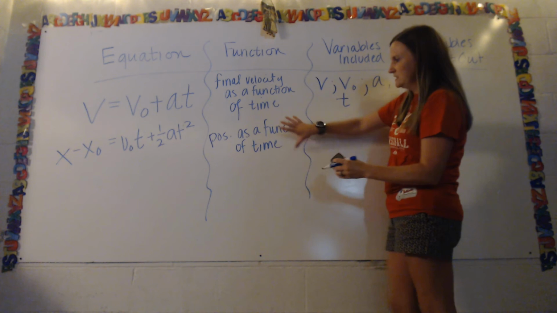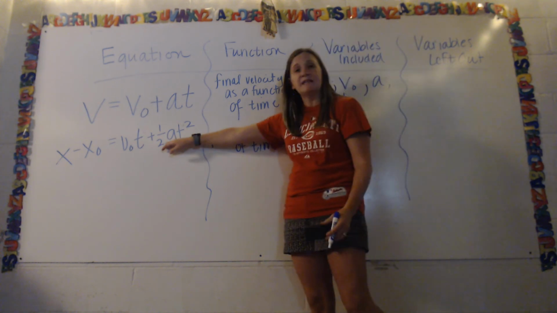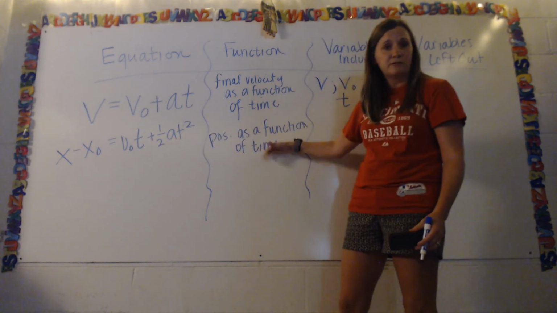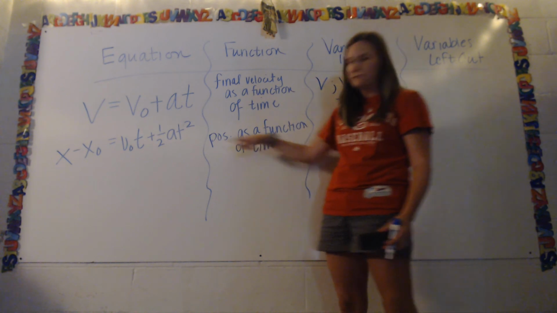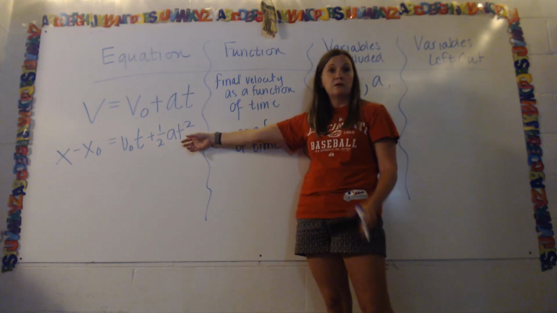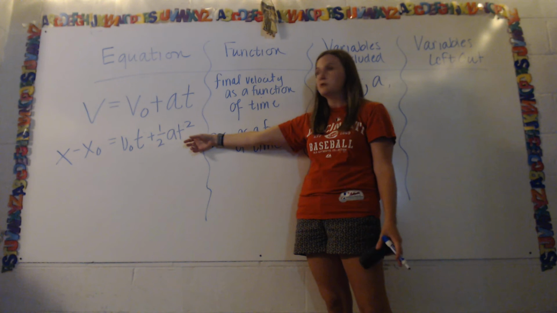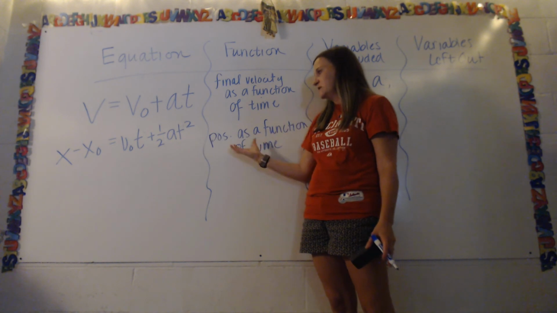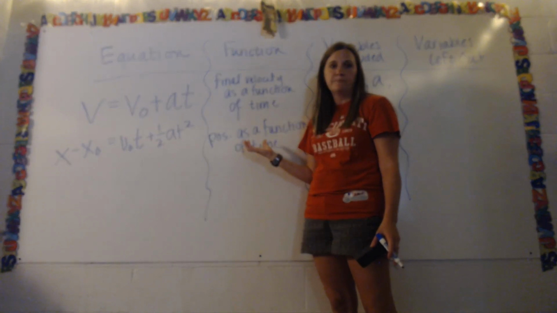So this second equation goes hand in hand with my position time graphs. It gives me position as a function of time. If I graphed it with actual numbers, which is what you did in the co-lab activity 2, I am seeing my position time graphs.